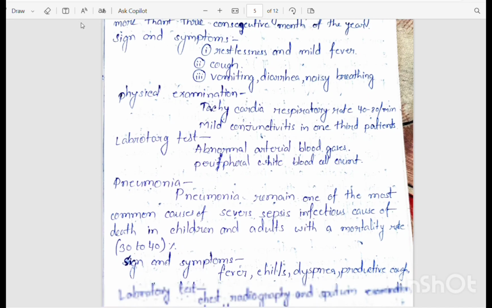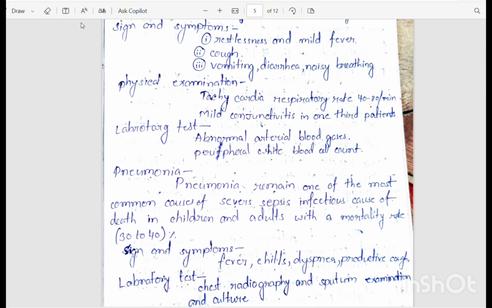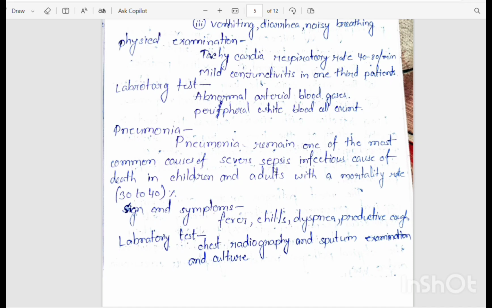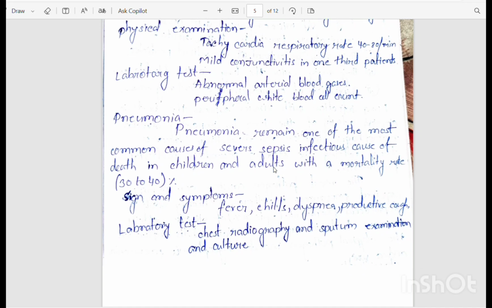The laboratory tests for chronic bronchitis are abnormal arterial blood gases and peripheral white blood cell count. So the peripheral white blood cell count is one diagnostic test for chronic bronchitis, and the other one is abnormal arterial blood gases. Then we will move to another disease of the lower respiratory tract, called pneumonia.